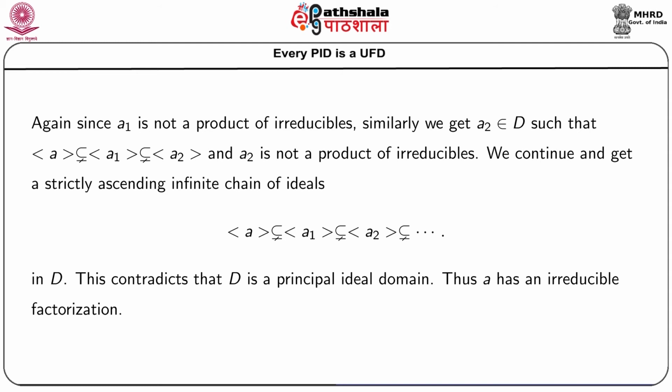This contradicts that D is a principal ideal domain, because in a principal ideal domain every ascending chain of ideals is finite. Thus, our assumption that A cannot be expressed as a product of irreducibles is wrong, and it follows that A has an irreducible factorization.